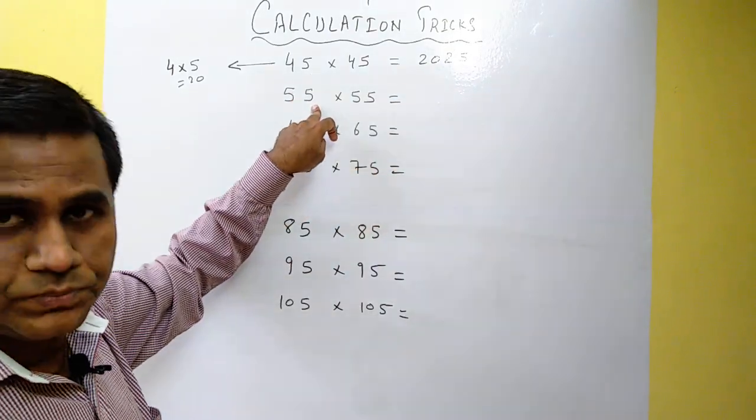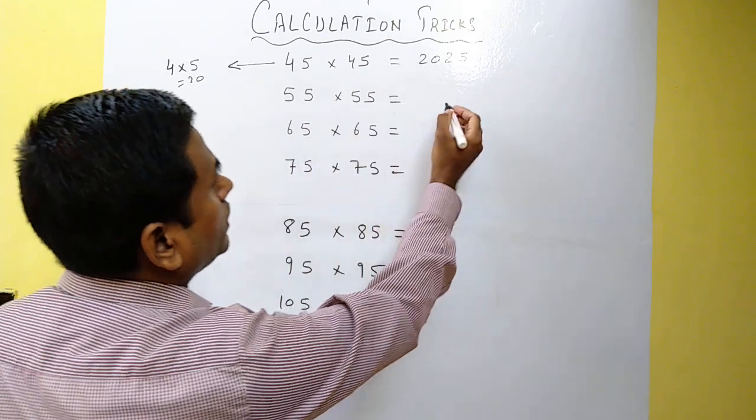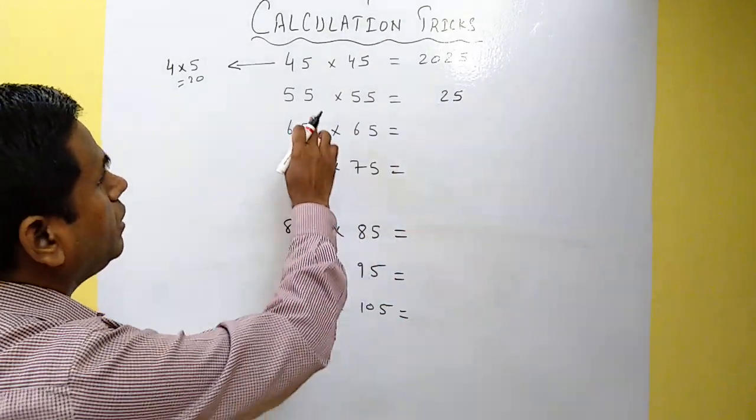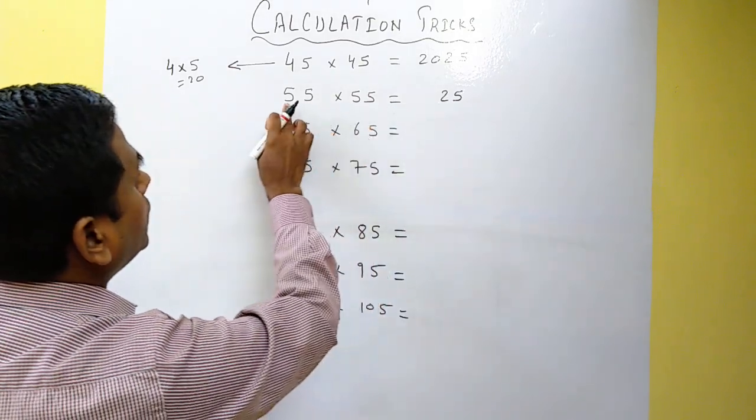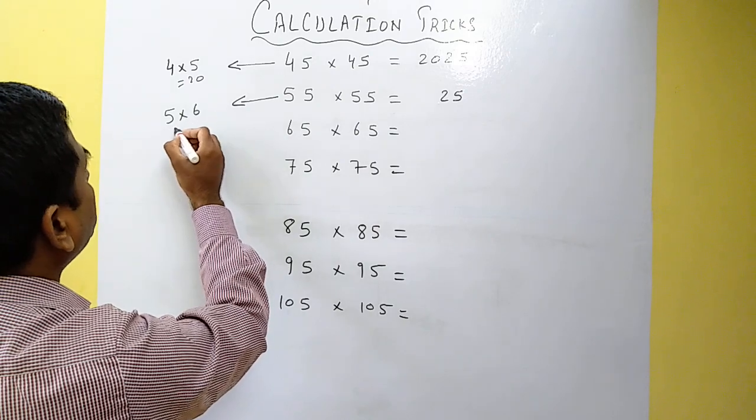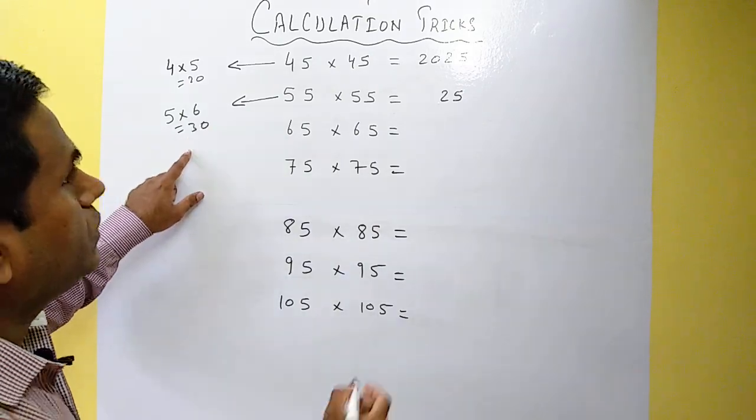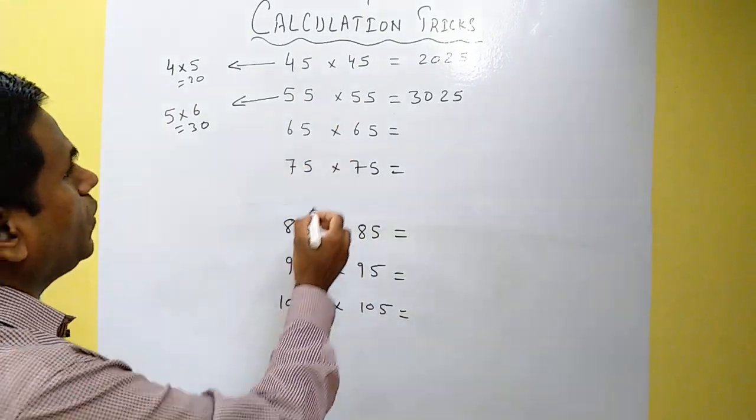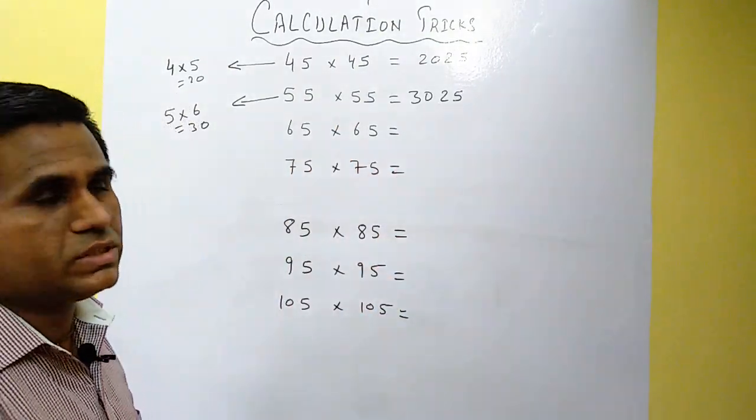Now let us do the second one. Very quickly we will complete all these, friends. Don't worry, there are so many, but very quickly we will complete. 5 5s are 25. Then the next digit after 5 is 6, right? So 5 multiplied with 6 is 30, right? So we will write here 30. This is the answer.